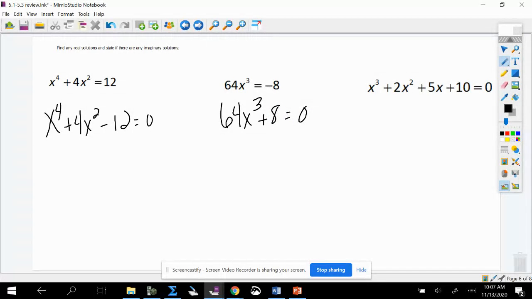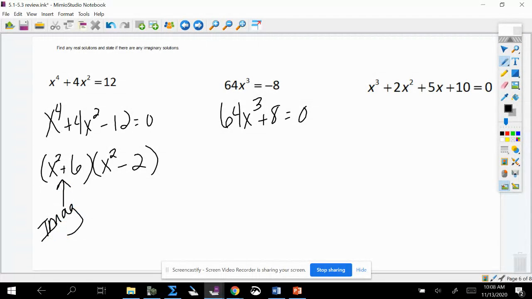So the first one, I have 3 terms. I have no GCF. This is a basic FOIL factor. I need numbers that multiply to get -12 and add to get 4. That would be -6, +6 and -2. Anything that is x squared plus a number will not factor, and this will give me only imaginary solutions. So I'm just going to make a little note on that.